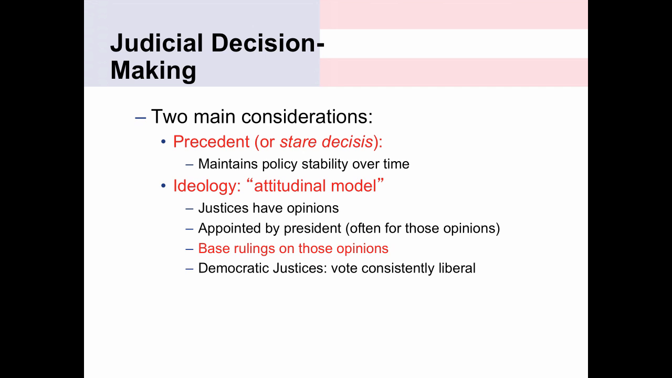It's an empirical fact that Democratic appointed justices vote consistently liberal and Republican appointed justices vote consistently conservative. That's not true for all of them, but there are easily identified liberal and conservative branches on the Supreme Court that consistently rule the same way across cases and consistently rule with one another.